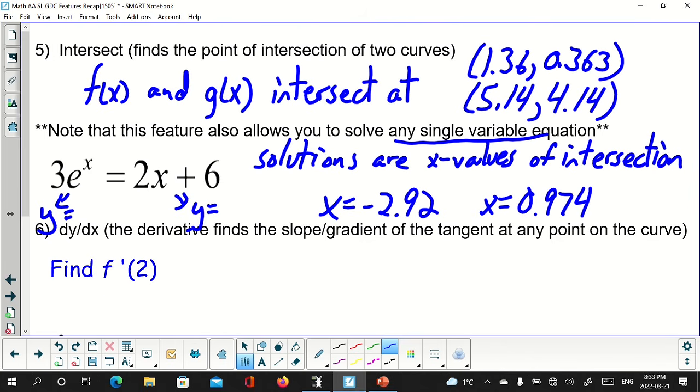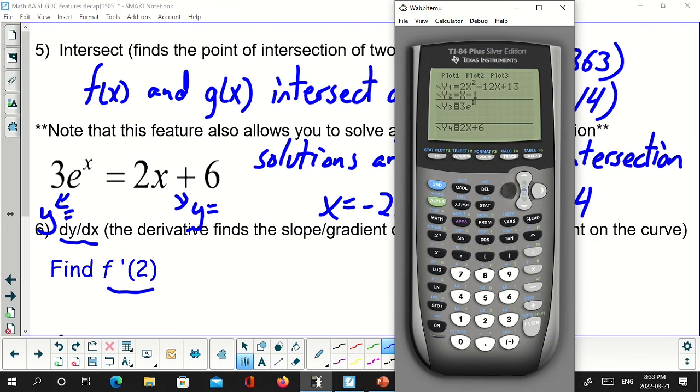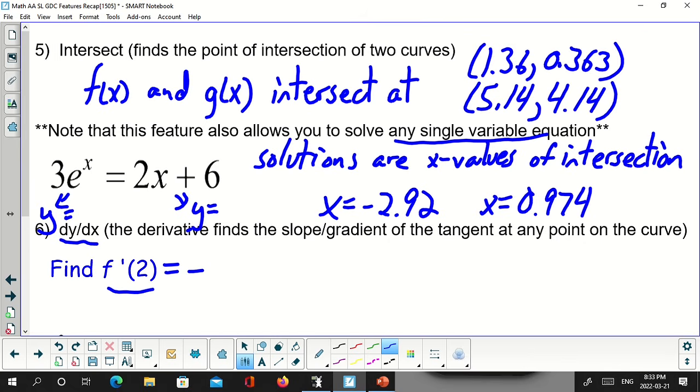The other 2 features under that calc menu have to do with calculus. If I wanted to find f prime at 2, I just have to use this dy by dx function. I'm going to turn off the functions that I just had, and I'll turn back on my y1, which was f of x. If you recall, this was a parabola. If I want to find its slope when x is 2, or its gradient when x is 2, I go second, calc, I go down and I choose this dy by dx, and then I just have to type in 2, and it will tell me that it's -4.